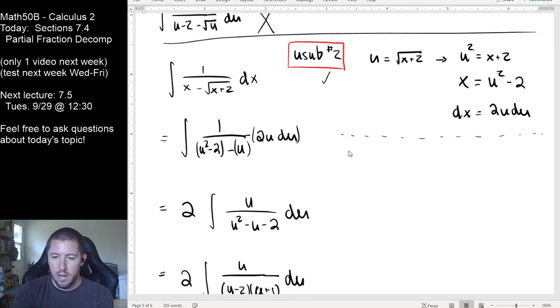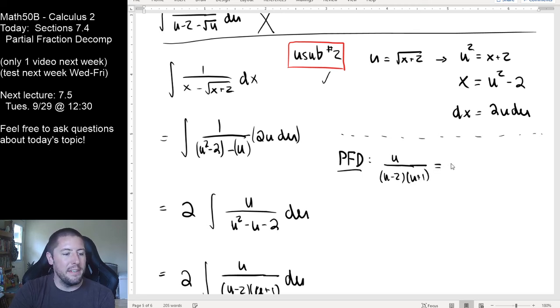I'm going to move way up since I know that this always takes some room. Oop, not a B, a P. Hey, thank you for letting me erase just one thing. How generous of you. Partial fraction decomposition. And it looks like what we want to say is u over u minus 2, u plus 1.